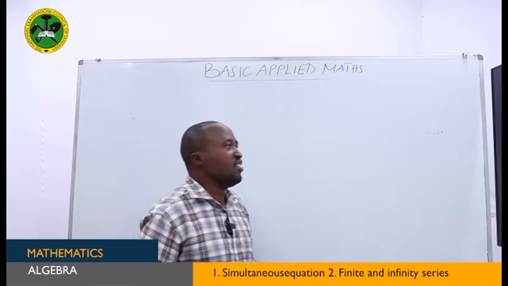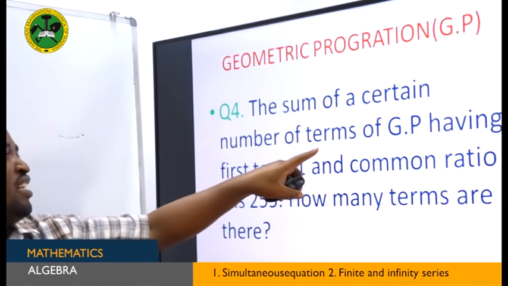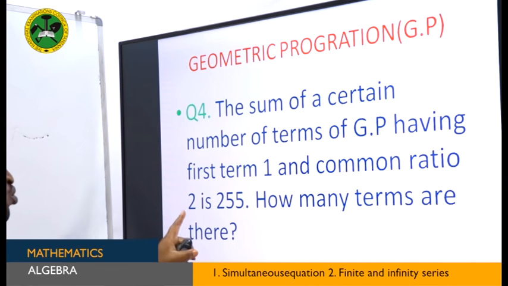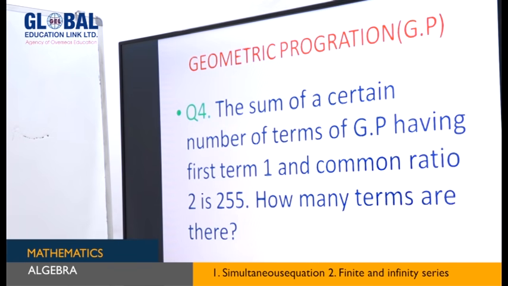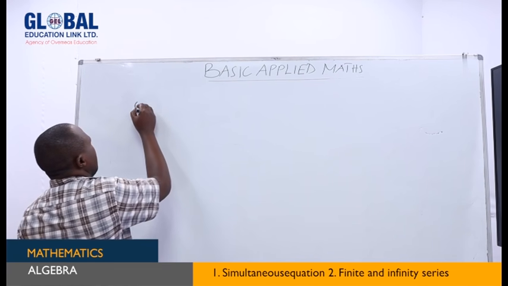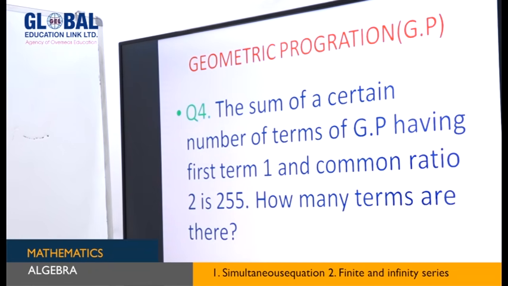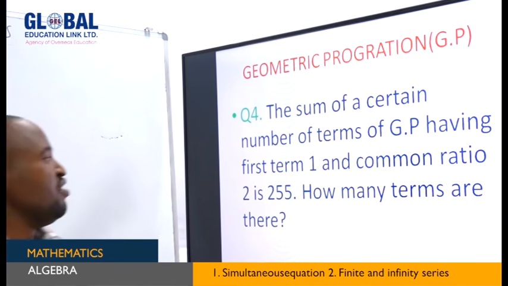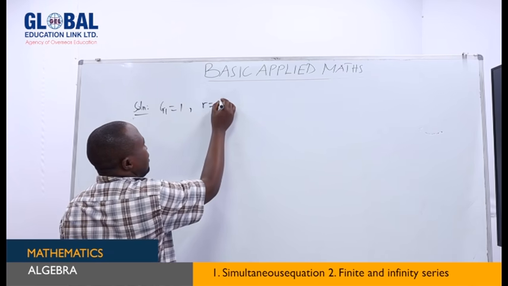The question says, the sum of a certain number of terms of a GP having first term 1 and the common ratio 2 is 255. How many terms are there? That is our question. So remember, that is a geometric progression. Solution: we have been given the first term of the geometric progression, G1, which is equal to 1. And again, we have been given the common ratio, that is 2, so R is equal to 2.